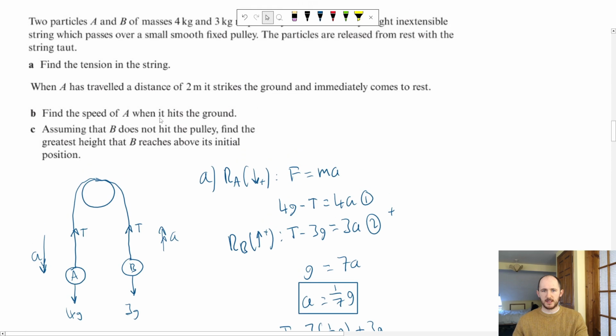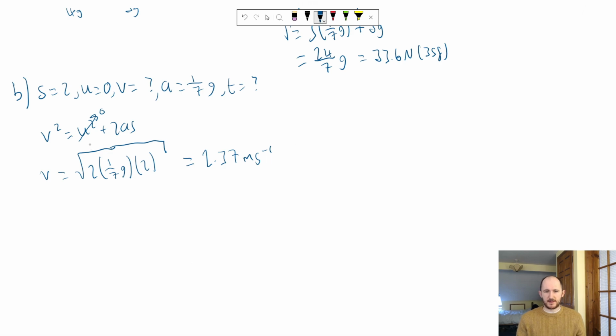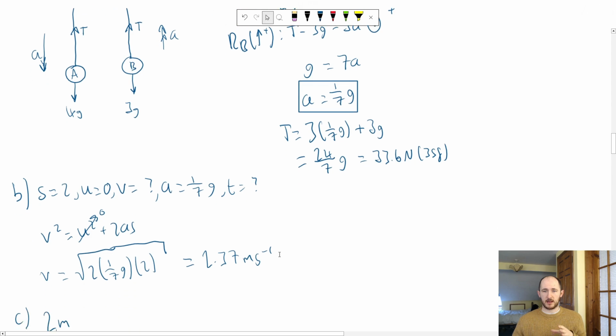Pretty solid. And then it says, assuming that B does not hit the pulley, find the greatest height. So they've actually done a lot of work for us. A lot of work. But we still need to do some of it ourselves. So again, for C, I like to write that there is an initial 2 meters. We have the velocity, but once again, the acceleration is not the same. Otherwise, it would actually keep accelerating forever, right? Because it's just going to ping off into space. The acceleration should be going downwards now. And why is that? Well, it's actually just a free fall question, right? It's actually not too bad.